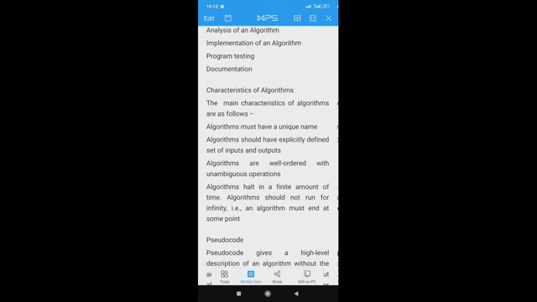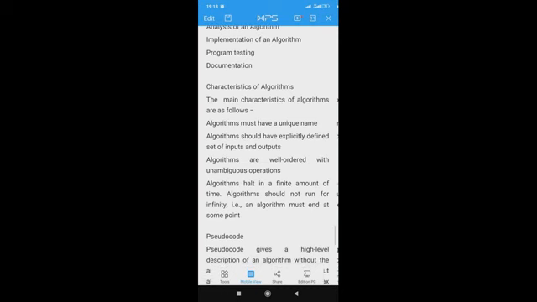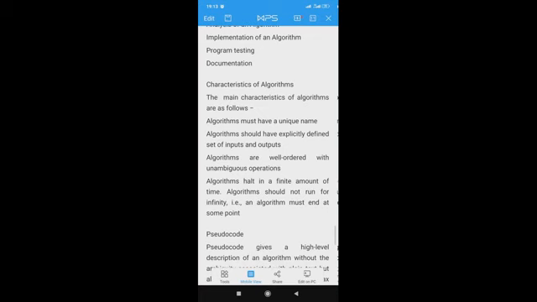So these are steps which you have to understand: for each step, they should be well ordered. Then every step which is well ordered should not be ambiguous. That means everything should be clear. The operations should be clear.